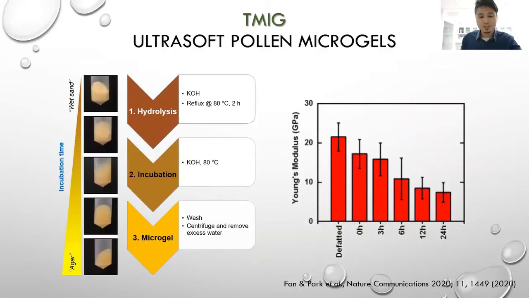However, in TMIG, we managed to design a facile yet highly efficient process of softening the pollen. This process utilizes hydrolysis in potassium hydroxide, followed by an incubation step at 80 degrees Celsius for varied durations, again in potassium hydroxide, and finally, the washing and removal of excess water. As we can observe here, by regulating the duration of incubation, we are able to tune the stiffness of the pollen shell to suit any downstream applications.